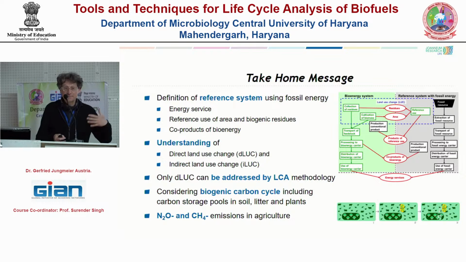I hope I could explain the understanding of land use change, indirect and direct land use change, that these are relevant effects that can be included in LCA but must not always be included, and only the direct land use effects are really part of LCA, where indirect effects are much more complicated and not directly part of LCA. We've also seen that considering the biogenic carbon pools and cycle, where you store carbon in soil, in plants, in litter, is relevant in the LCA as soon as you start changing these pools.